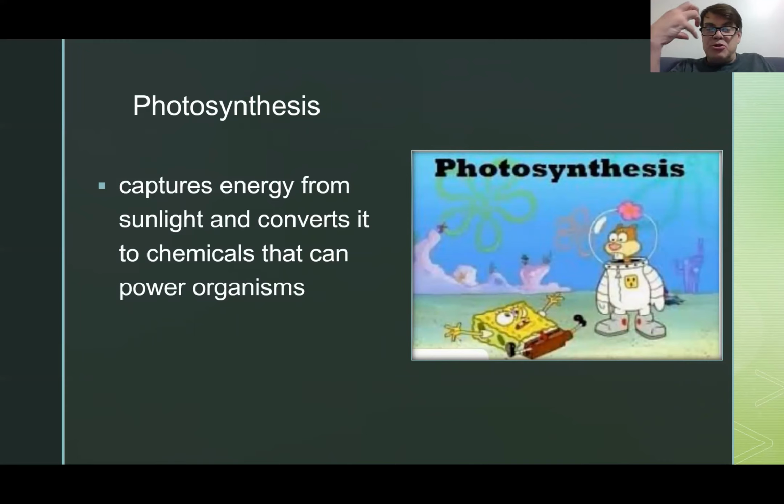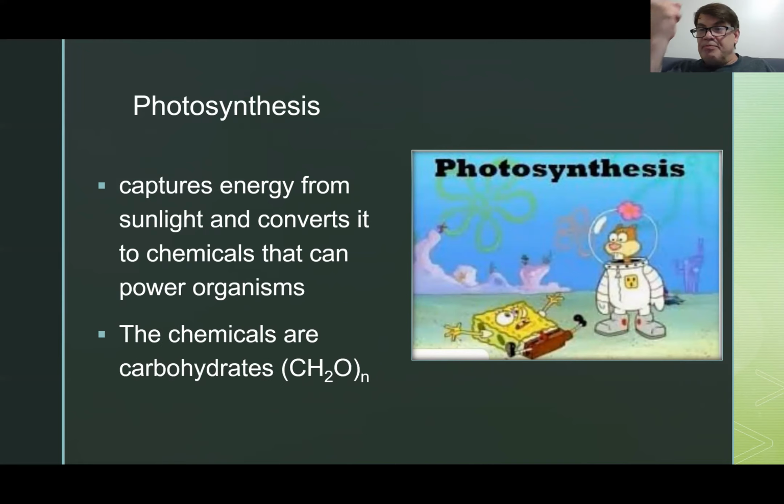Photosynthesis is the process that captures energy from sunlight and converts it into chemicals. These are the chemicals that I eat, and they power me as an organism. So photosynthesis captures the energy from the sunlight in leaves and converts it to chemicals. Those chemicals are basically carbohydrates waiting to be exploited by my body, or if I sit on my couch long enough, to become fat. Belly fat, I mean.